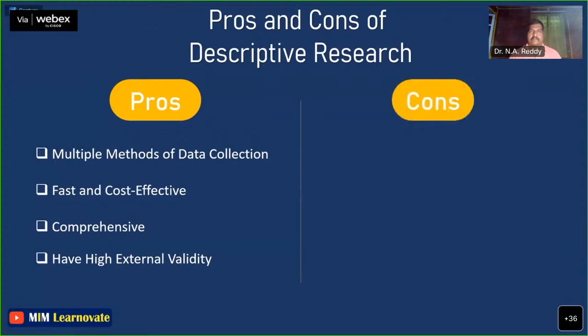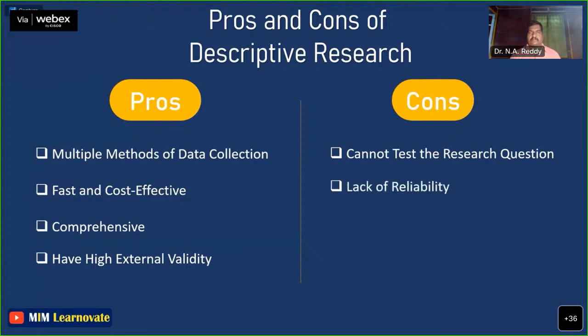Cons of descriptive research. Cannot test or verify the research question. A descriptive method of research cannot be used to test or verify the research problem, as the data collected does not help explain the cause of the phenomena being studied. Lack of reliability. If the research problem isn't formulated well, then the data collected may not be entirely reliable. This also makes it more tedious to carry out a credible investigation.